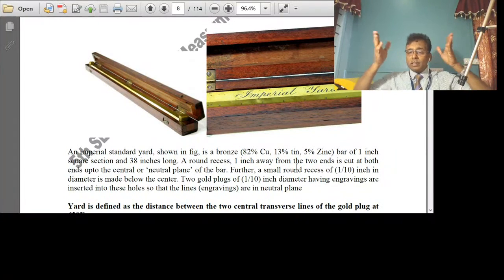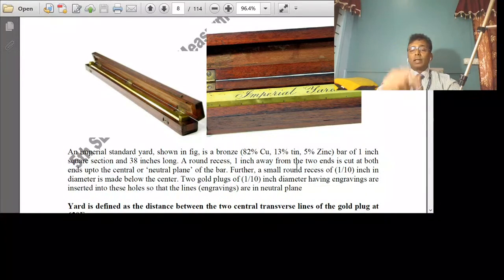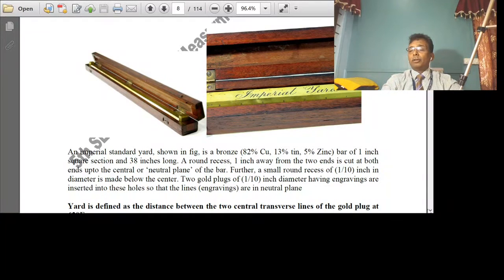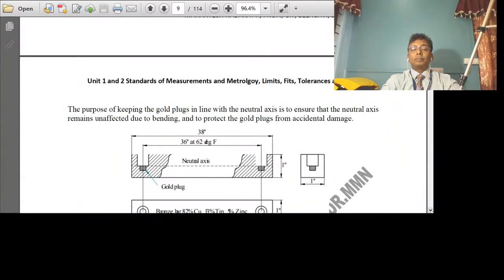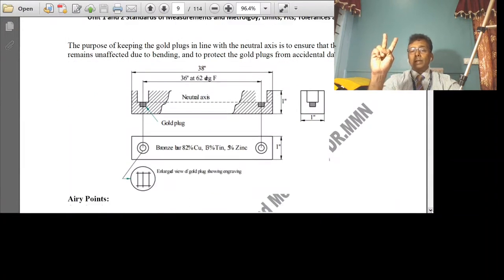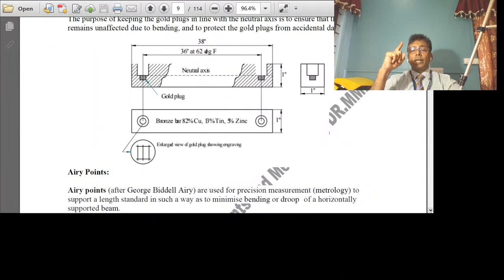Further, a small recess, again 1/10 inch in diameter, is made below the center. Two gold plugs 1/10 inch diameter having engravings are inserted into these holes so that the lines of engravings are in the neutral plane. I will show you the sketch. Can you see this? This is 38 inch and these are the two engravings, 36 inch at 62 degree Fahrenheit, and this is the neutral axis of the bar, and this is the small recess wherein the gold plug has been placed. Two gold plugs. Okay, it's a bronze bar, 82% copper, 13% tin and 5% zinc.